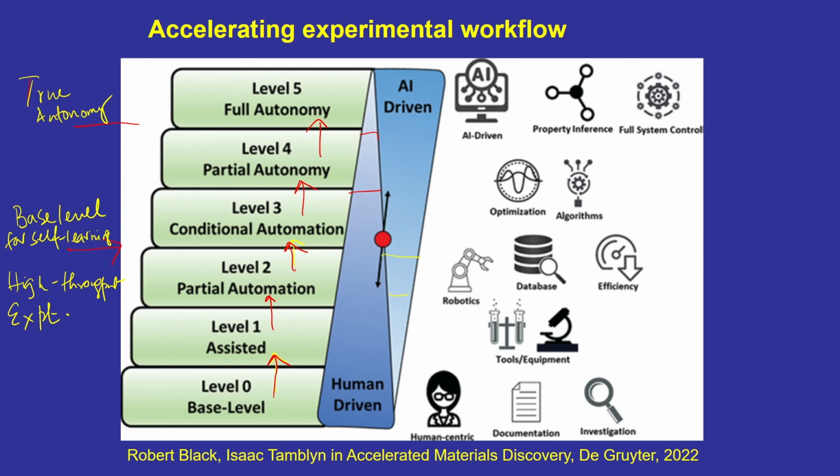So, what follows is that the role of laboratory automation, machine learning, and data infrastructure will play a very important role in achieving truly autonomous pictures in this world, and that is something we will learn in this course. I hope you can read more about this from the chapter in the book called Accelerated Material Discovery. This chapter was written by Robert Black and Isaac Tumlin, so please read it properly.